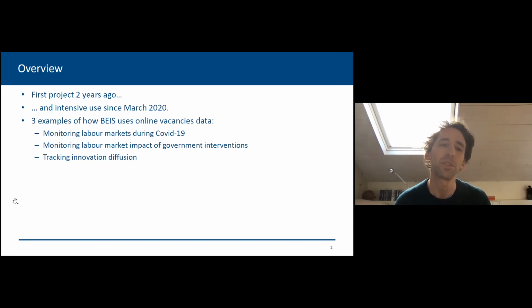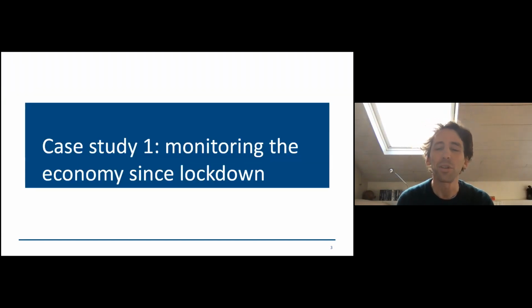So the first example is going to be showing how we use the data to monitor labour markets during the COVID-19 pandemic. The second one is looking at a more experimental use of how we can use this to possibly look at the impact of some government interventions. And the third one is on tracking innovation diffusion. Next slide, please. So first example, monitoring the economy since lockdown. Next slide.